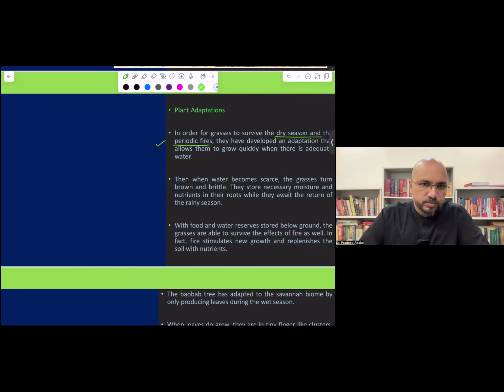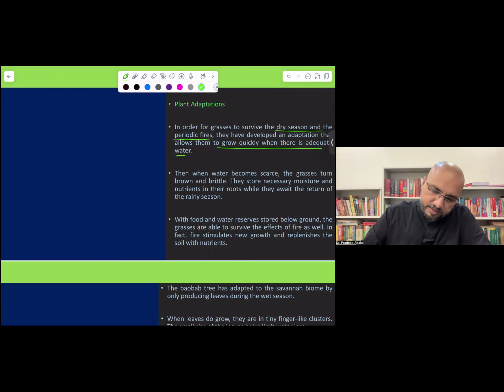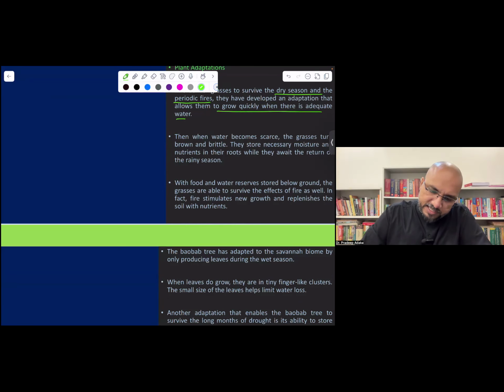So in order to survive the dry seasons and the periodic fires, they have developed an adaptation that allows them to grow quickly when there is adequate water. So they will complete their life cycle very fast. They grow very quick when there is availability of water. Okay, so when the water is scarce, the grasses will turn brown and brittle.